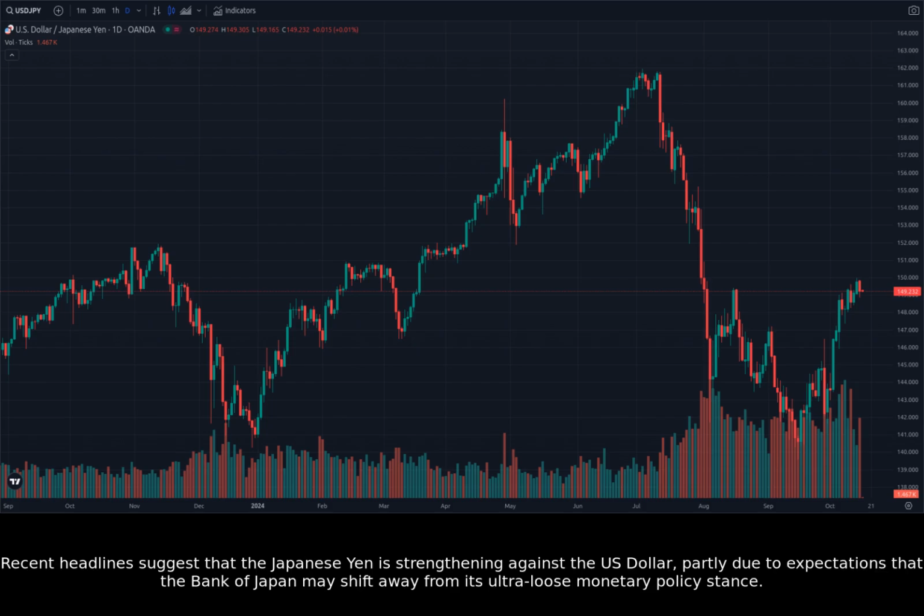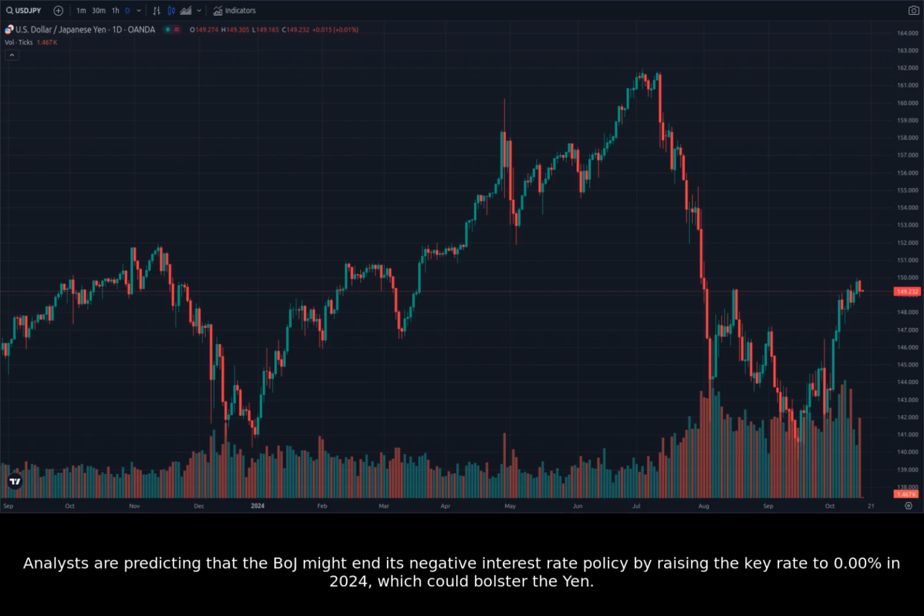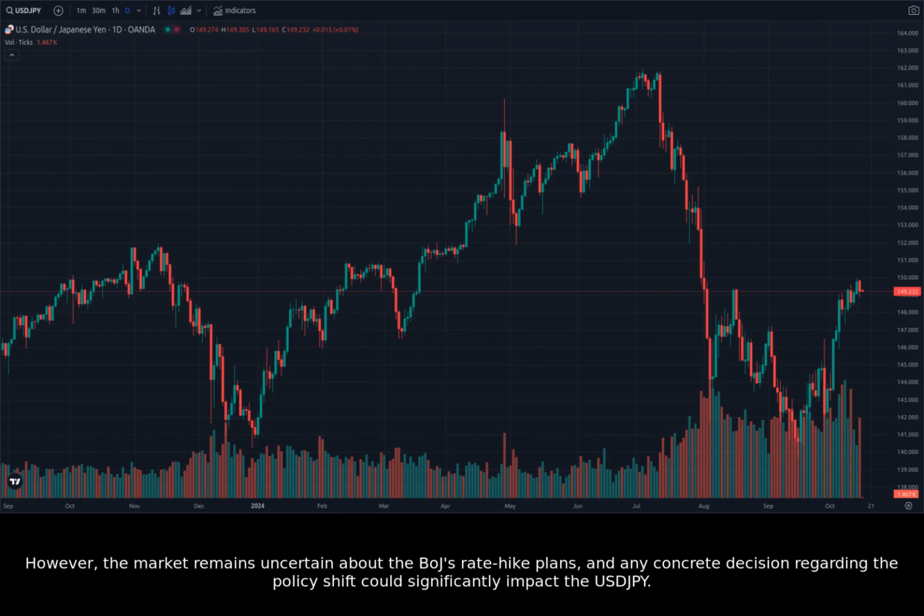Recent headlines suggest that the Japanese yen is strengthening against the US dollar, partly due to expectations that the Bank of Japan may shift away from its ultra-loose monetary policy stance. Analysts are predicting that the BOJ might end its negative interest rate policy by raising the key rate to 0% in 2024, which could bolster the yen.